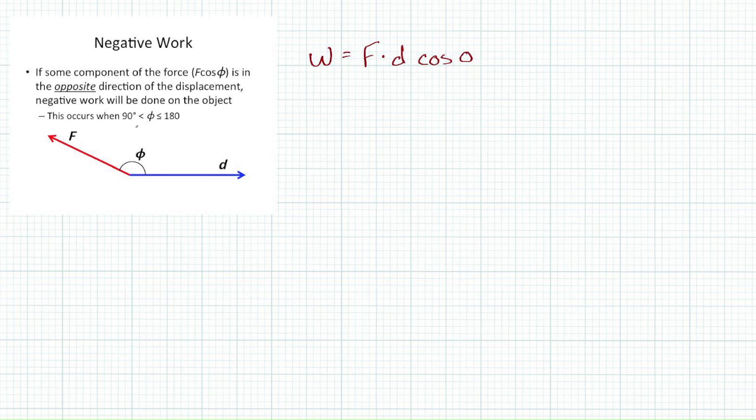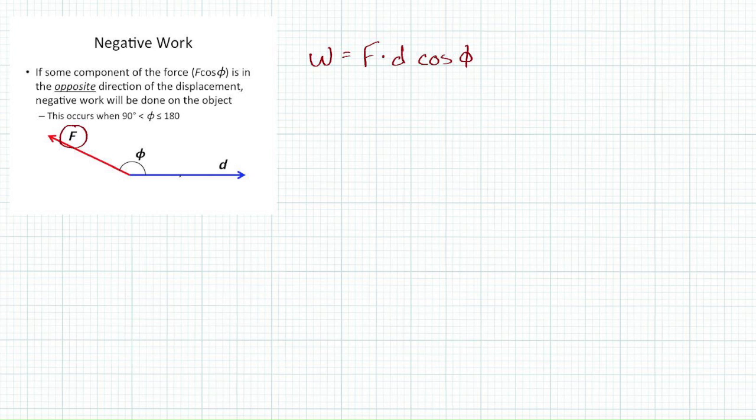In this case, phi happens to be larger than 90 degrees, which brings us to the idea of negative work. If you have a force right here, and it's in a different direction than the direction of displacement, or a predominantly different direction, we call that negative work. That happens only if phi, the smaller angle between the force and the displacement, is greater than 90 but less than 180 degrees.